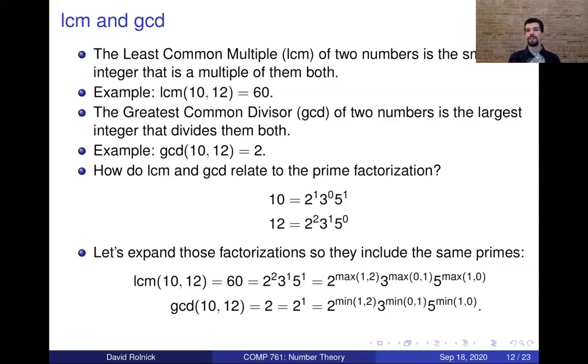So the LCM is the same primes as the union of both, with the exponents being the max of the exponents between the two. The GCD is the same primes with the exponents being the min of the exponents. And as a comment suggested, this will also allow you to show that the LCM times the GCD is equal to the product of the two numbers. I'll let you work that out, but as you can see, 60 times 2 is 120, which is equal to 10 times 12.